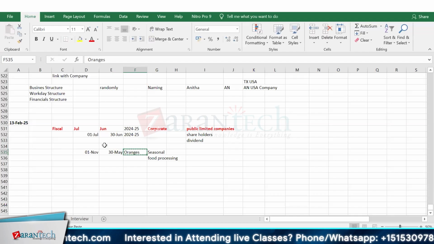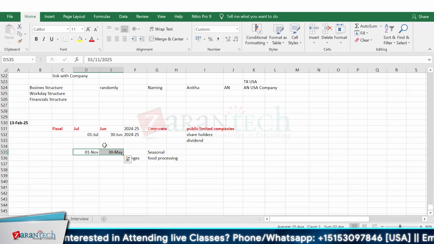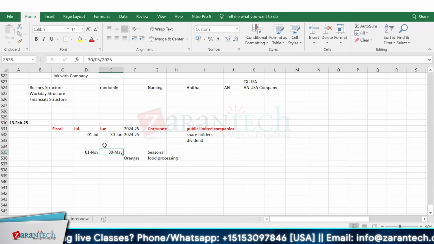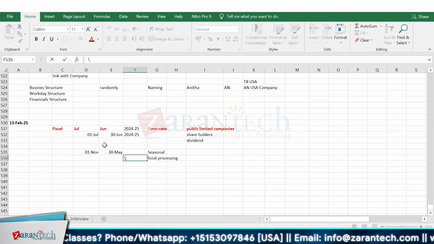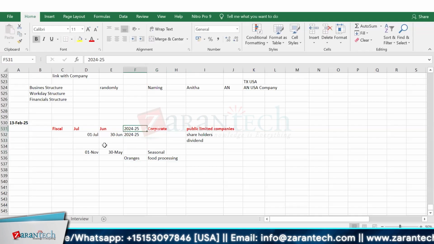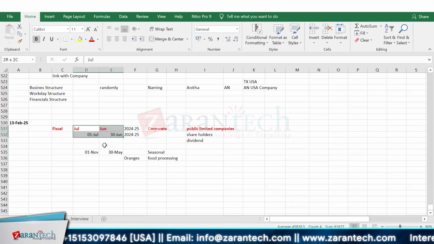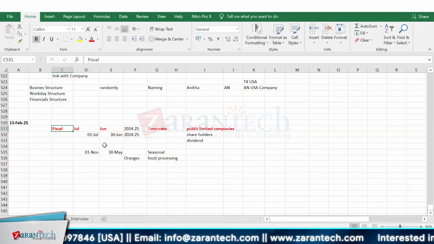So they consider their period to be the last 2 months of the year and the next 5 months of the next year. That is basically the nature of the business. That's why the public limited company, in the same way, started their period from 1st of July. That's a major reason.